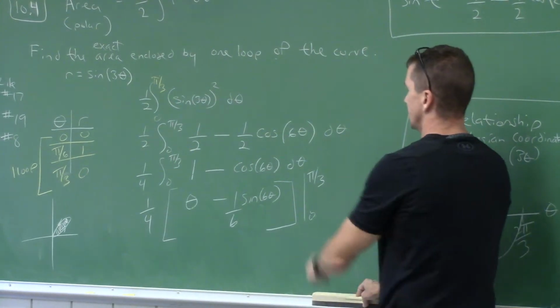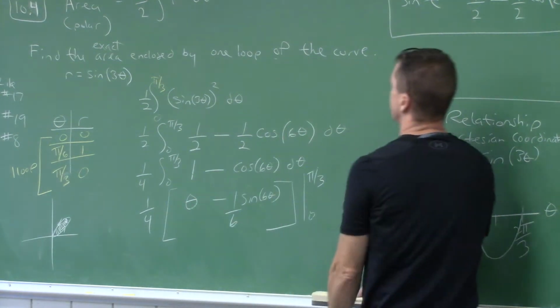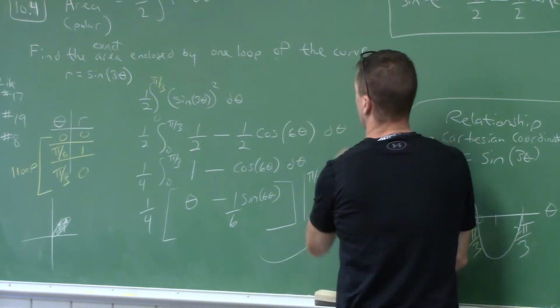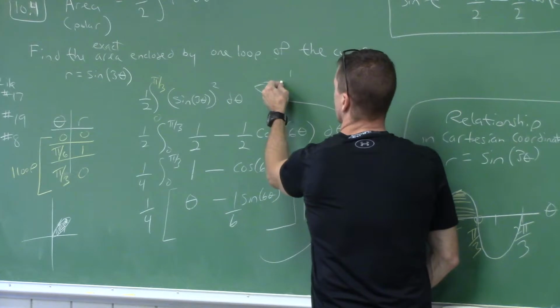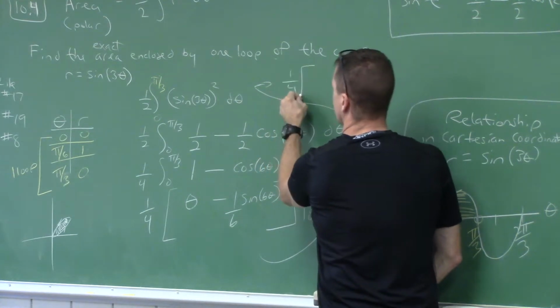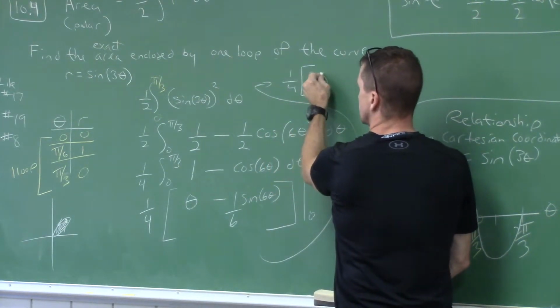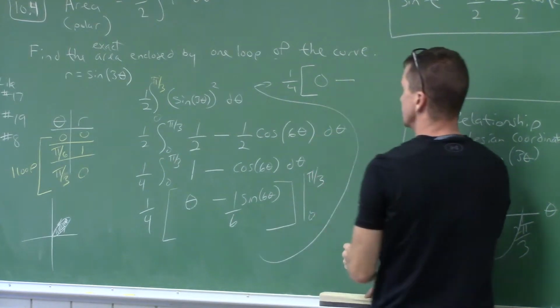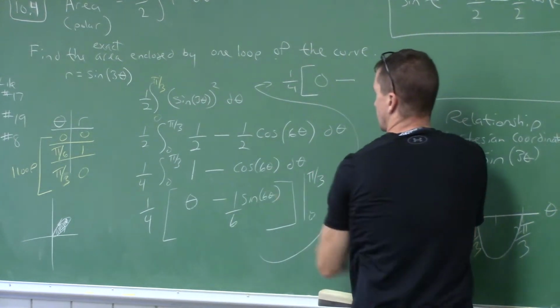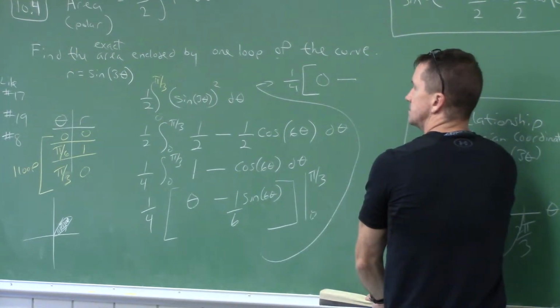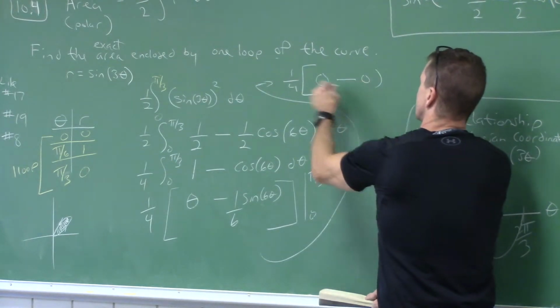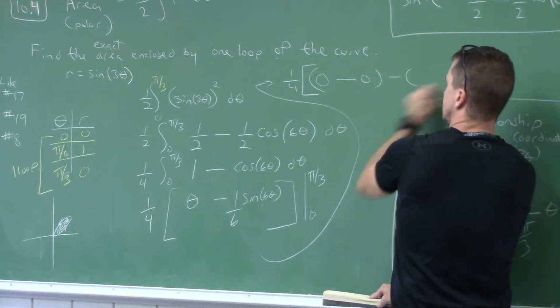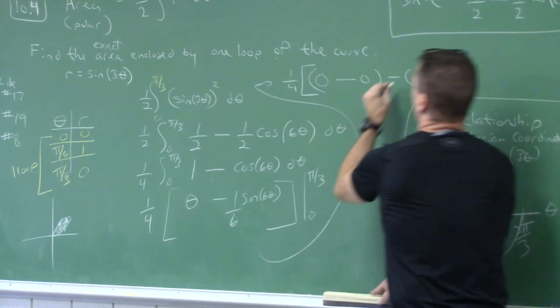You ready to do it? What's pi over 3 plugged in here? So I'll just put an arrow and go like this. Look at the answer. 1/4 bracket, 0 minus, what's sine of 2 pi? 0. Minus, now plug in the zeros. 0 minus 0.